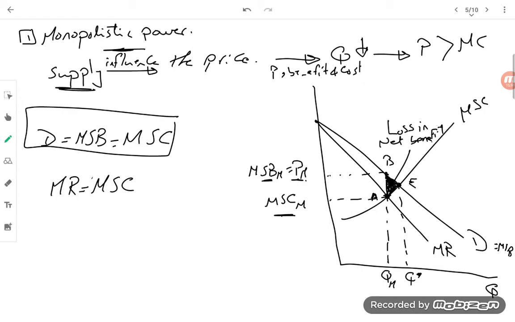So the government can intervene in the market in this case in order to decrease prices or control prices determined by the supplier in order to achieve equilibrium or to achieve efficiency once again. Number 2, government intervention.